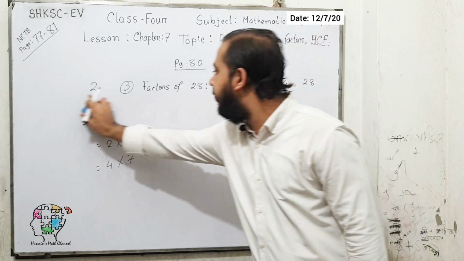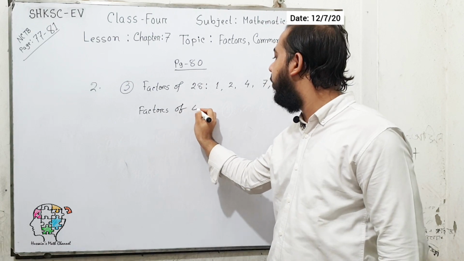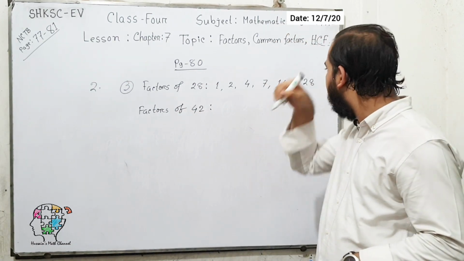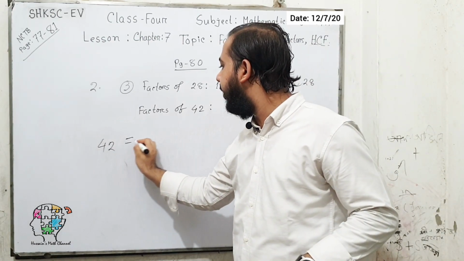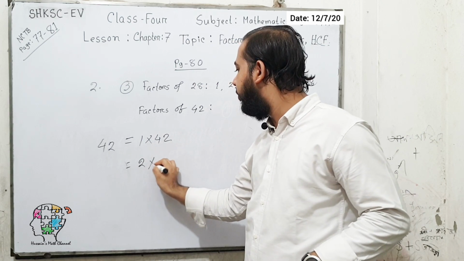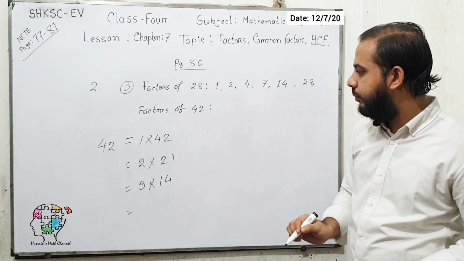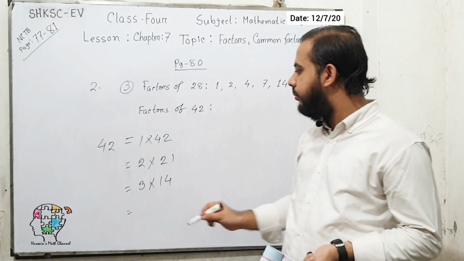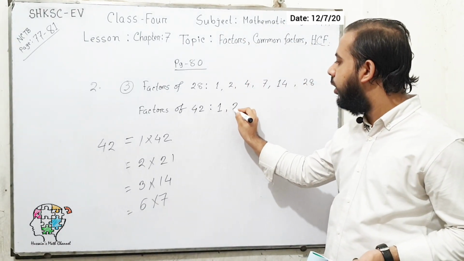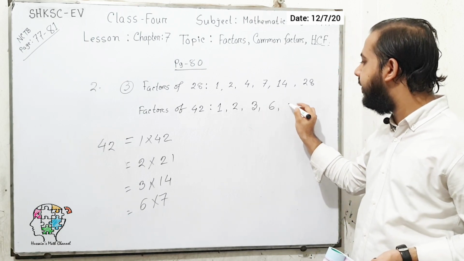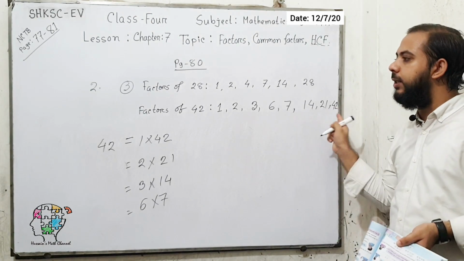Now we find the factors of 42. Again you do rough work. 42 can be written as 1 times 42, 2 times 21, 3 times 14, and can we write any other number? 6 times 7. All right, nothing else. So 1, 2, 3, 6, 7, 14, 21, 42. These are the factors of 42.